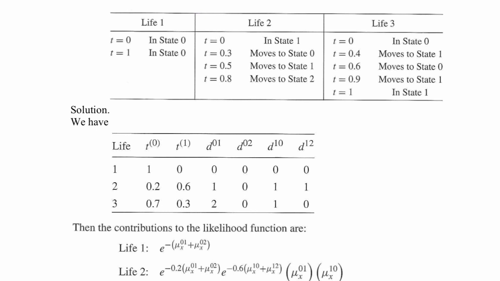Life 1 is in state 0 throughout the period. Life 2 is in state 1, then moves to state 0, then moves to state 1, and at time point 8 moves to state 2 from state 1. Life 3 is in state 0 at the beginning, moves to state 1 at time point 4, moves to state 0 at time point 6, and moves to state 1 at time point 9, and is in state 1 at the end.